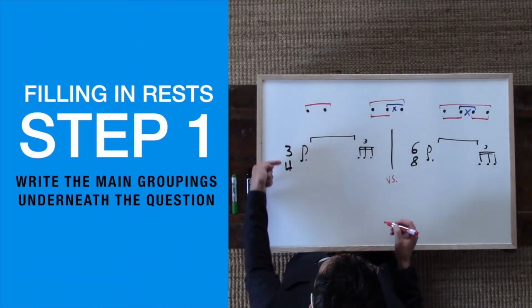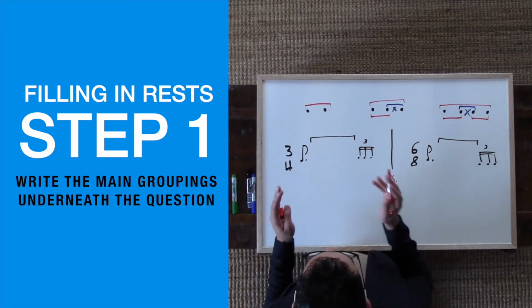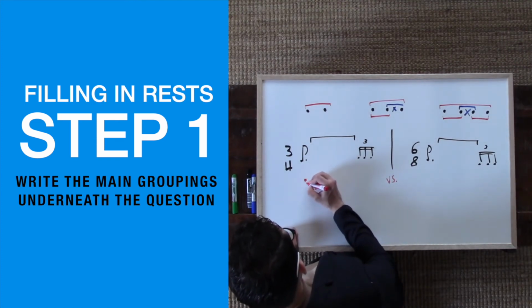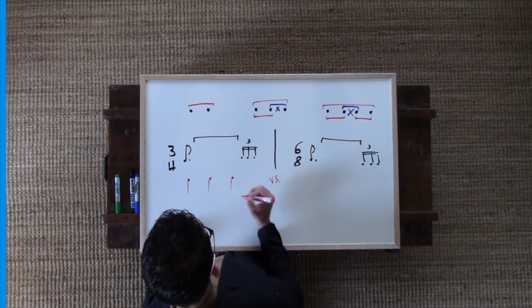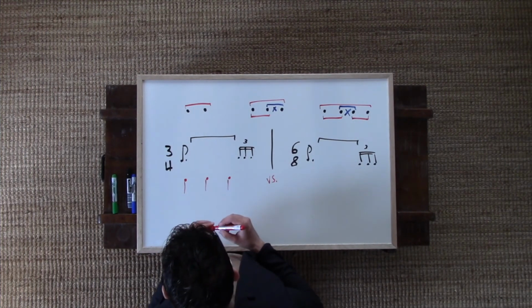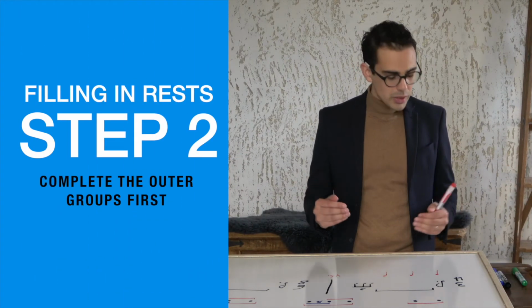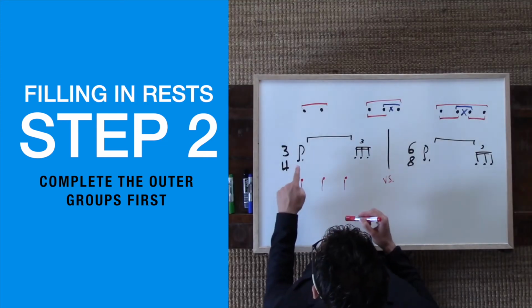The grouping for 3/4 time, 3 quarter notes in each bar, is 3 groups, and each group is worth a quarter note. So there's 1 quarter note, 2 quarter notes, 3 quarter notes. All right. Step 2 is to fill in the outer groupings first. Work from the outside in. Let's start from this side.